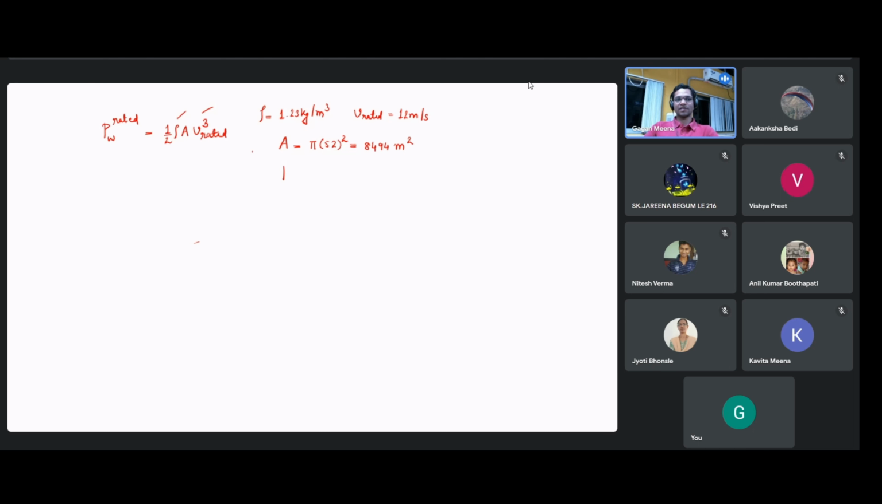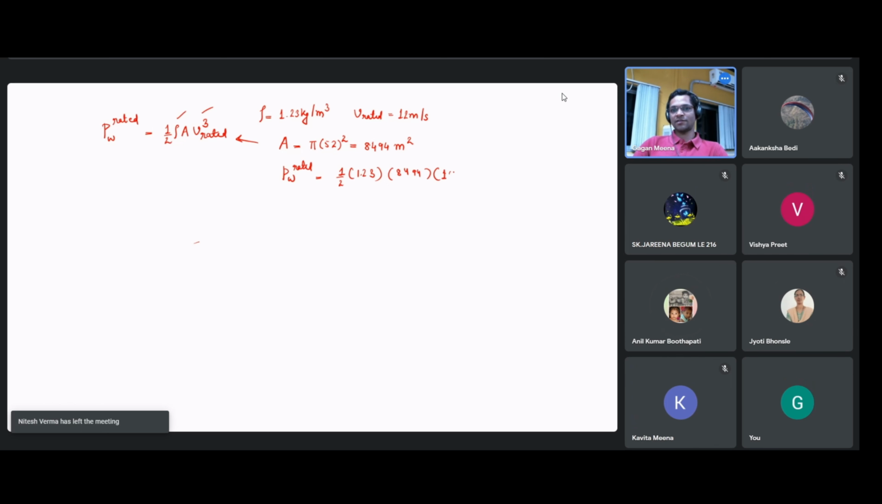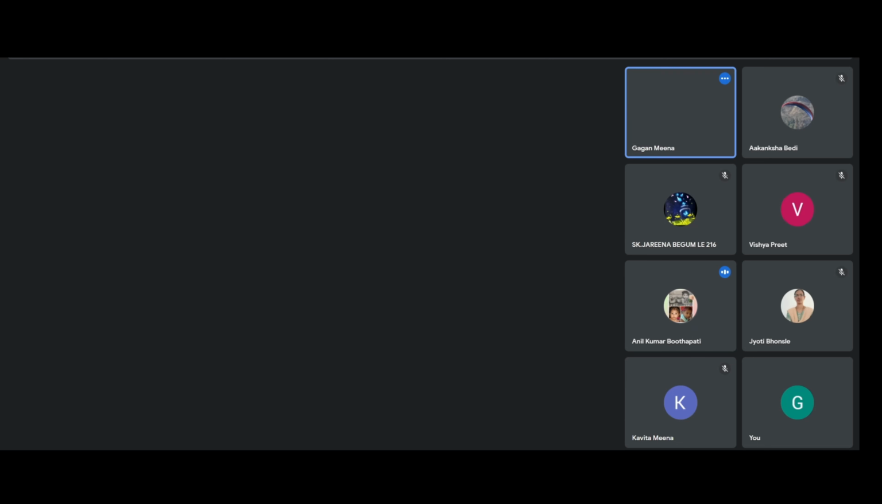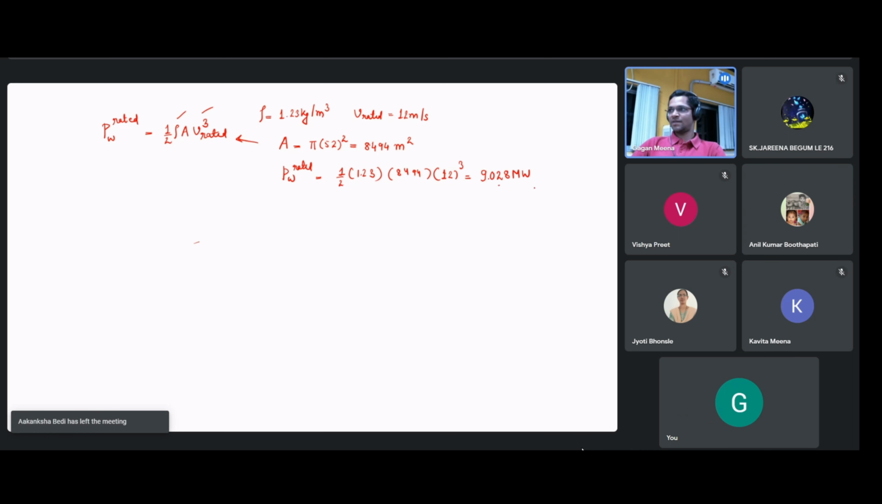So if we substitute all these values in this equation, what are you getting? Rated power as? So you have to do 1 by 2 into 1.23 into area 8494 into rated speed 12 cube. This you have to do. So this will come out to be, how much are you getting? So you will get this: 9.028 megawatt.